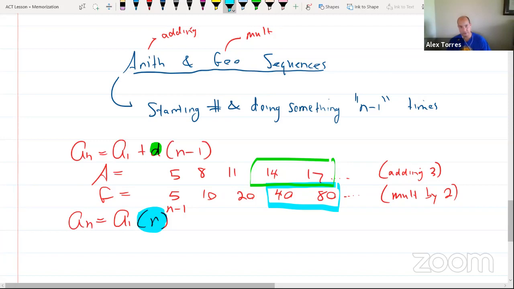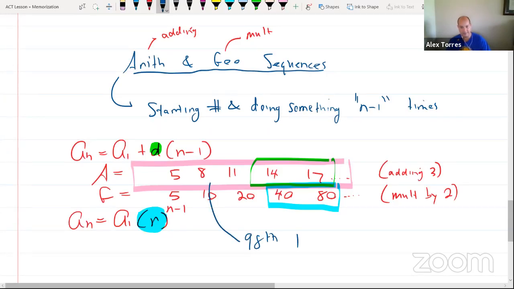And you need to know both of these formulas in order to handle lots of questions. So for instance, I might get this sequence here that we have in pink. And the question might say, well, what is the 98th term of that? So what's the 98th term?